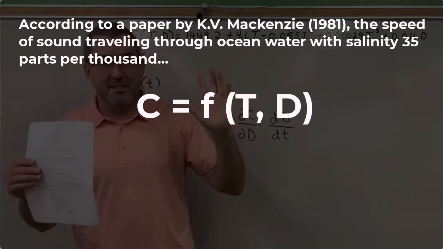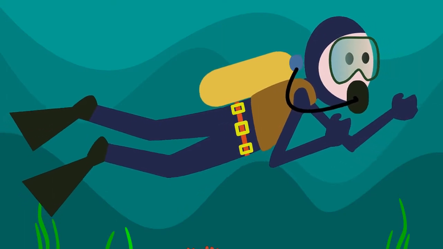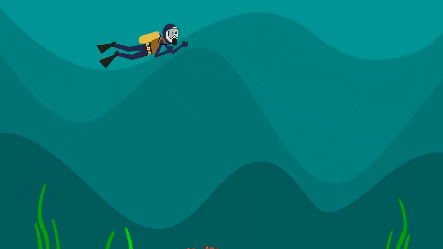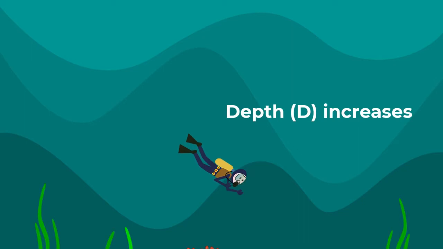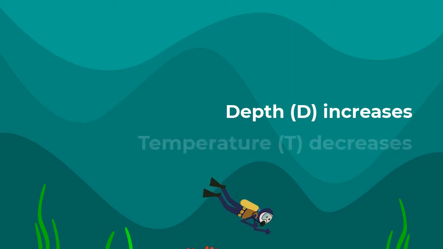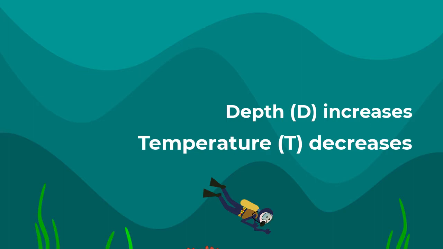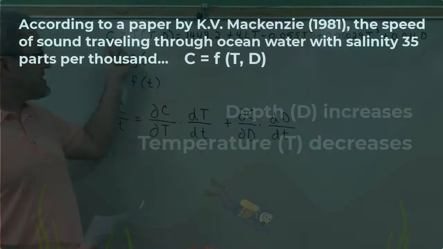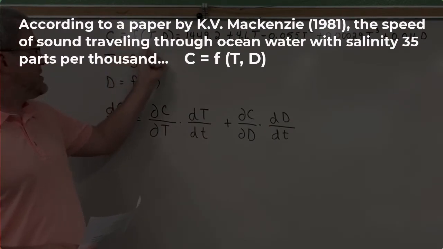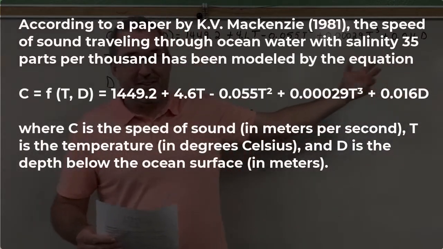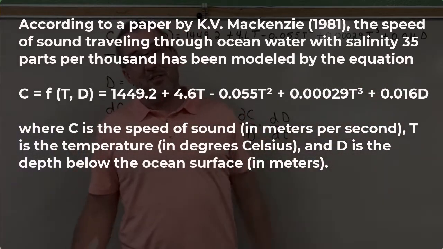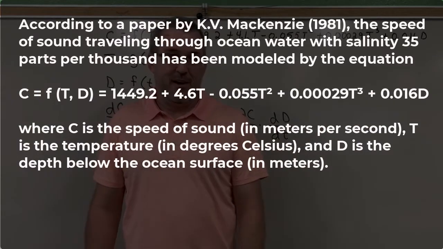So what I'd like you to imagine is a scuba diver is scuba diving. And as they're engaged in this scuba dive, they're going to go down, so depth is going to change. And as they go down, during the length of the dive, as time elapses, the temperature of the water changes because the deeper you go, the colder the water gets. And so we're going to think about the speed of sound underwater as a function of those two variables. And Mackenzie was able to model it. The focus of this video is not where he came up with the model. The focus of this video is just using that model.